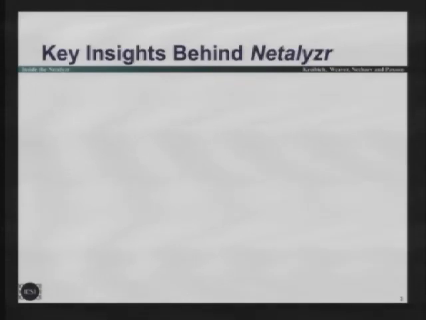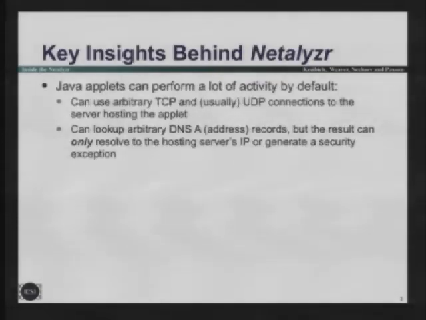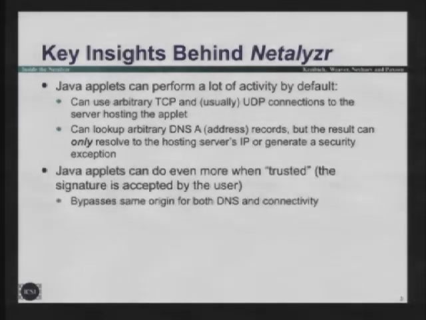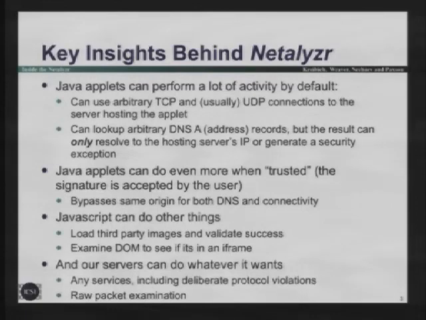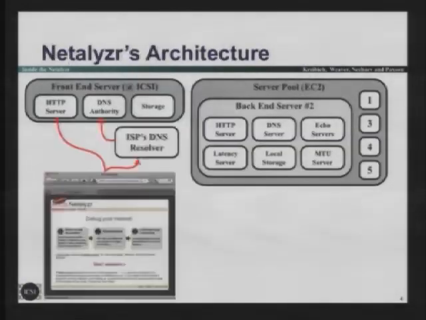And so it's all in Java and JavaScript. Java within the same origin policy, you can do arbitrary TCP and most of the time UDP. You can look up arbitrary DNS A records, but it will only return either the host or a security exception. And if the user happily clicks on the I accept this signature button, and we know users happily click on that, we can bypass same origin completely. And then JavaScript can do cool stuff. And our servers can do whatever they want too.